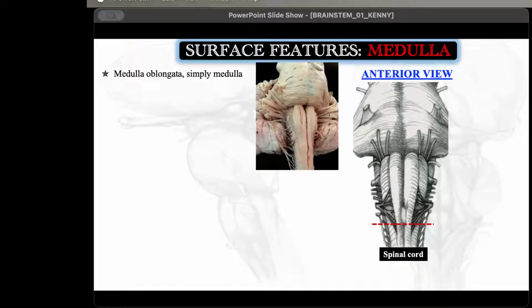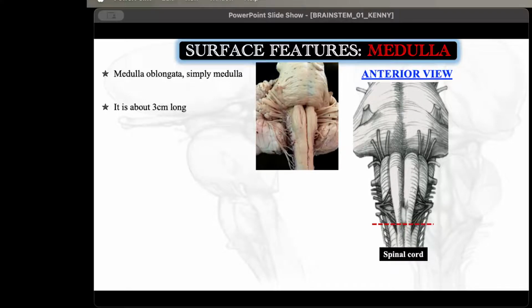And then lastly, let's discuss the medulla, the last part of the brainstem. The medulla is also known as the medulla oblongata, or simply you can call it medulla. It's the lower, caudal portion of the brainstem, and it is in continuation with the spinal cord. As soon as you go through the foramen magnum, the cervicomedullary junction, the medulla changes into spinal cord.